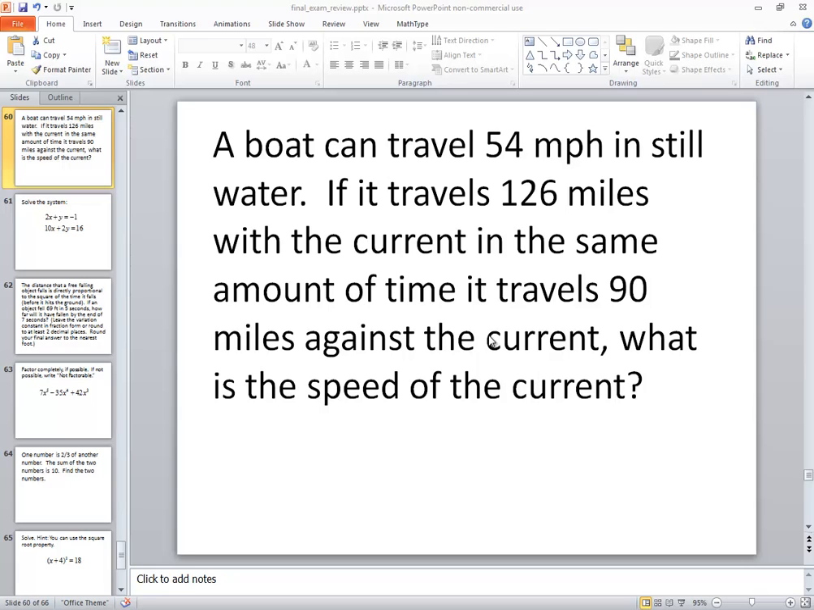Let's take a look at this problem. A boat can travel 54 miles per hour in still water. If it travels 126 miles with current in the same amount of time it travels 90 miles against current, what is the speed of the current?